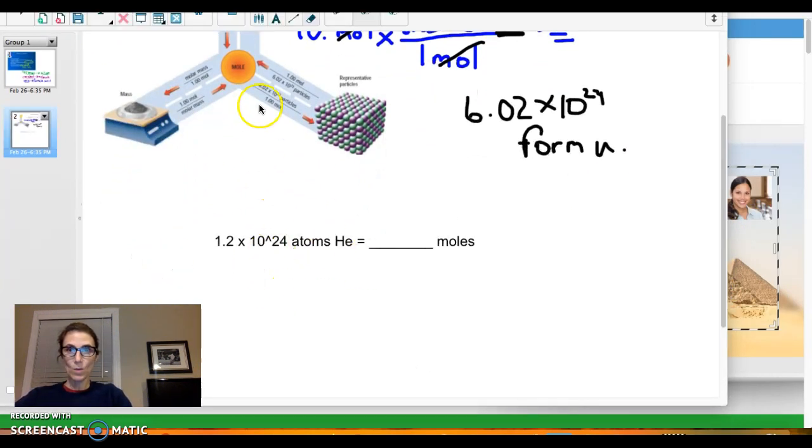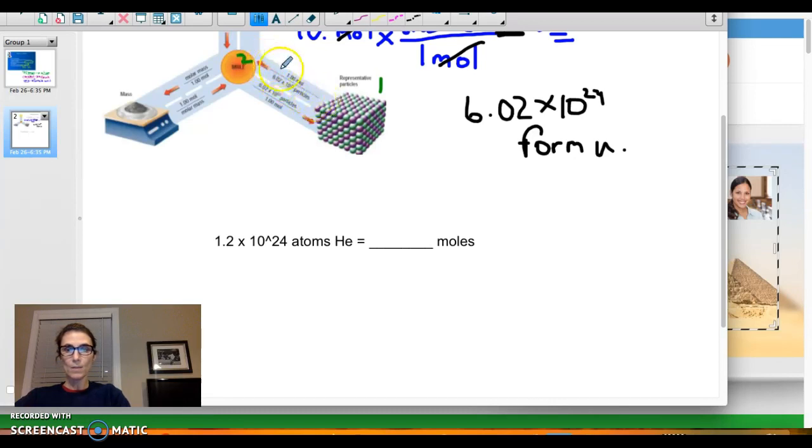Let's try another one where we're going in the opposite direction. This time we are going to convert 1.2 times 10 to the 24th atoms of helium, and we're going to convert that to moles. Remember, atoms are one of our particles, so we are going to be starting in this corner, and we want to end up here at moles. We're going to follow this arrow, and we're going to set up our conversion factor just as that arrow shows us. So let's write down, we have 1.2 times 10 to the 24th atoms.